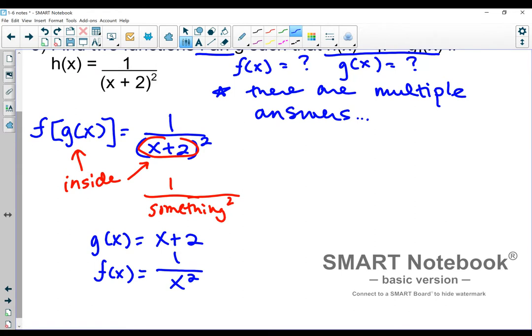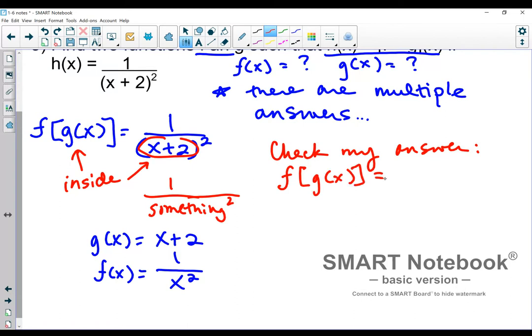Now I always want to check my answer on these, okay? Check my answer. So if I am finding f of g of x, that means I'm doing f of x plus 2, right? G of x is x plus 2, and that means I put the x plus 2 in for wherever x is in my function. So that would be 1 over the quantity x plus 2 squared. So it works.